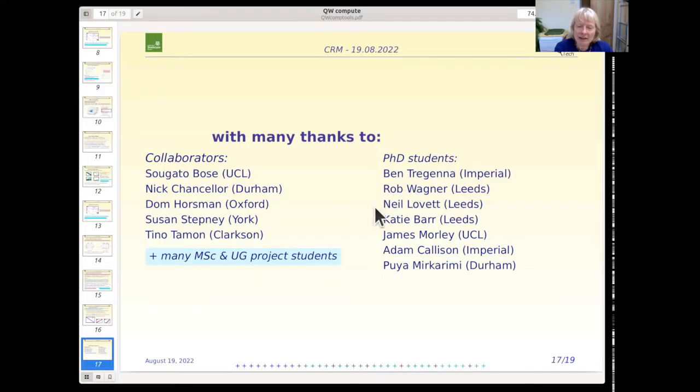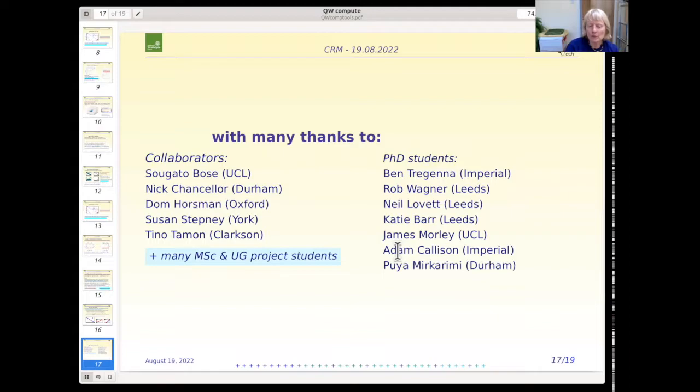The universality of quantum walks for the discrete time quantum walk was done with Neil Lovett. With Ben, we did the top hat distribution way back that I showed you, as part of the history of using quantum walks to compute. James Morley did the work really showing that search in quantum walks and adiabatic quantum computing are two ends of a spectrum.